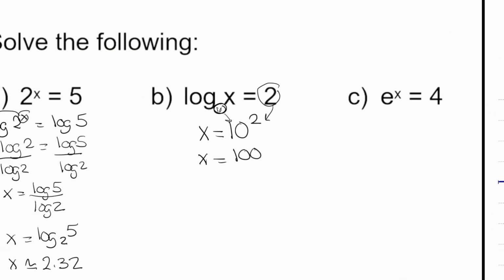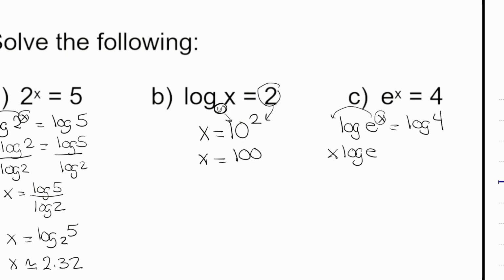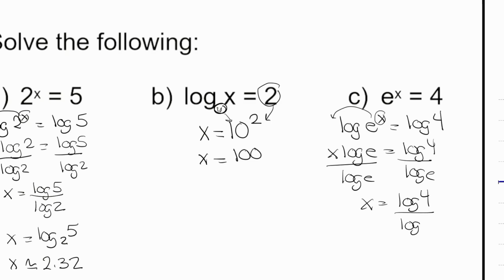Now, we could approach problem C the same way we did the first problem. We could take the log of both sides. We could move the exponent in front. So let's go ahead and take a look at that. So we're going to take the log of both sides. So we have log of e to the x equals log 4. Now we want to move that power down. That's the nice thing with doing it this way. So x log e is equal to log 4. Now we divide both sides by log e, and we end up with log 4 over log e.